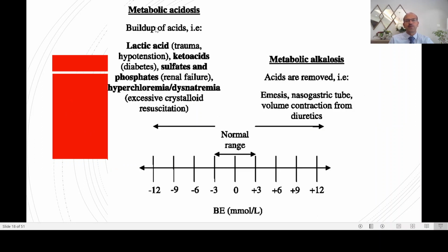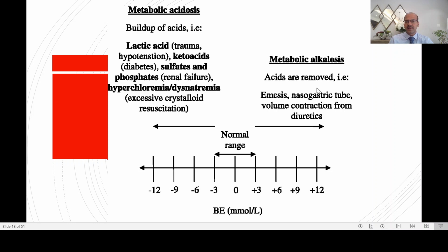So just a quick overview of metabolic acidosis and metabolic alkalosis. Acidosis is where there is a buildup of acid like lactic acid, which can be the main thing in shock for babies, for example, or hypotension due to any reason. Ketoacids as in diabetes, sulfates and phosphates in renal failure, hyperchloremia and dysnatremia as well. So this can happen when you have excessive crystalloid resuscitation. So more than 2 to 3 boluses are to be avoided with high chloride containing solutions like normal saline.